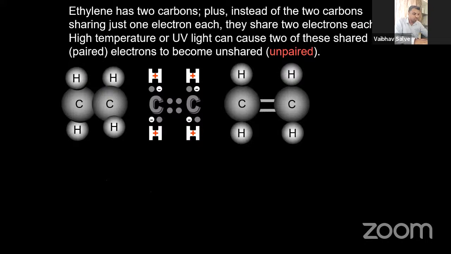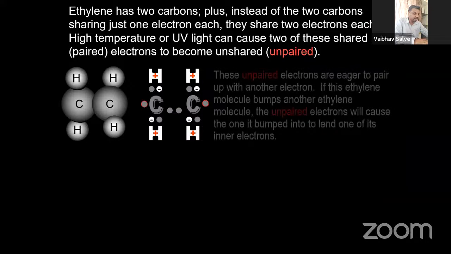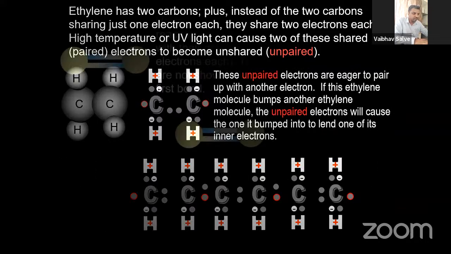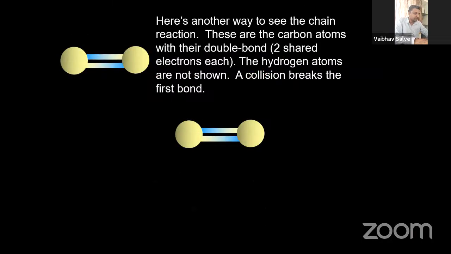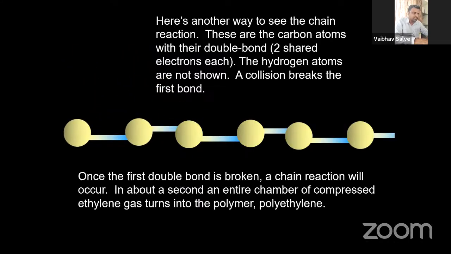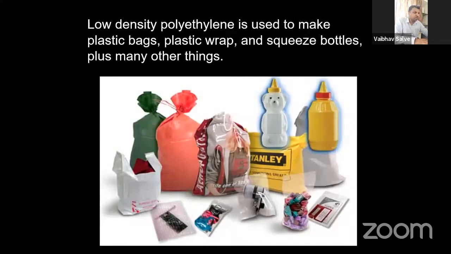I'm trying to show the mechanism to students of how a polyethylene molecule will form. When one ethylene molecule connects to another, there is a formation of polyethylene. This is another way of representation. When one ethylene molecule adds to another ethylene molecule, polyethylene formation takes place. Low density polyethylene is also used to make plastic bags, plastic wraps, squeeze bottles, and many other things.